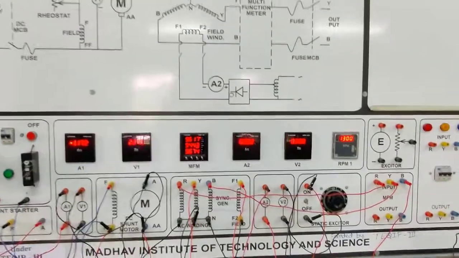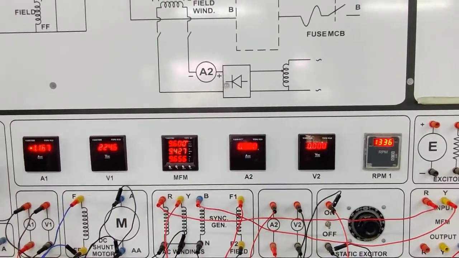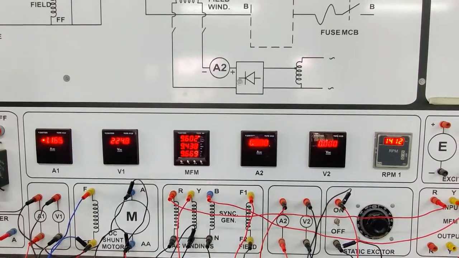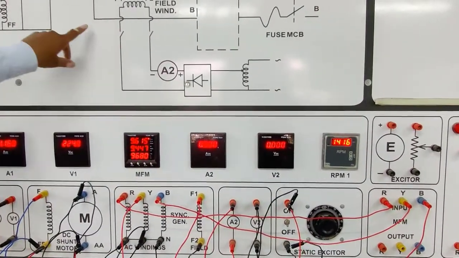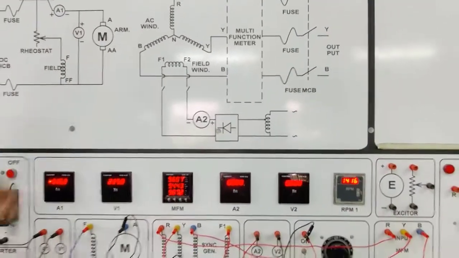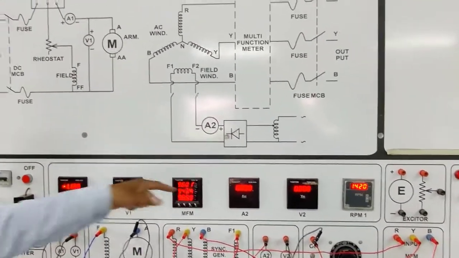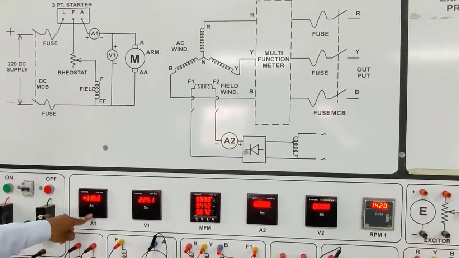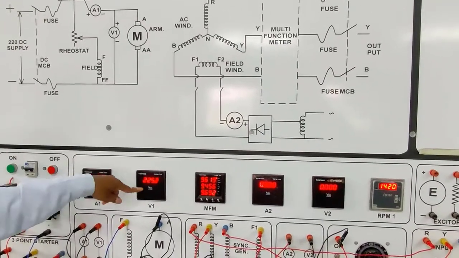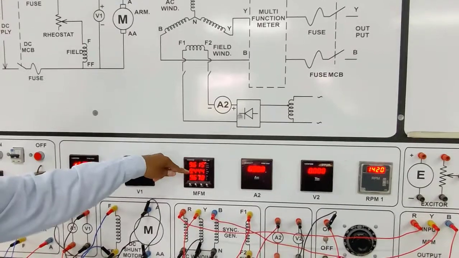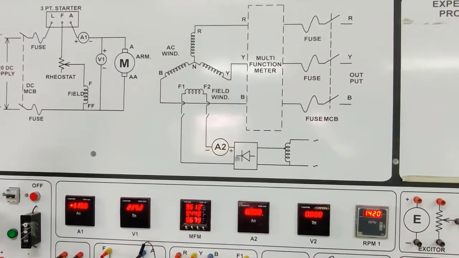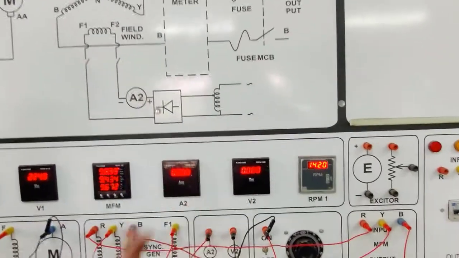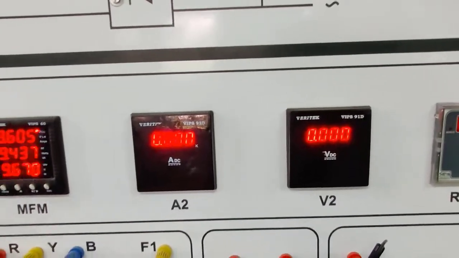The motor speed is 1312 and line voltage is 9.5. Initially, there is no excitation. First of all, this alternator you have to rotate at synchronous speed. So when the speed is increasing to 1420, and the negative means armature current, armature voltage, and 9.4 is the line to line voltage. And the field current is 0 because there is no excitation. The field current A2 is 0.